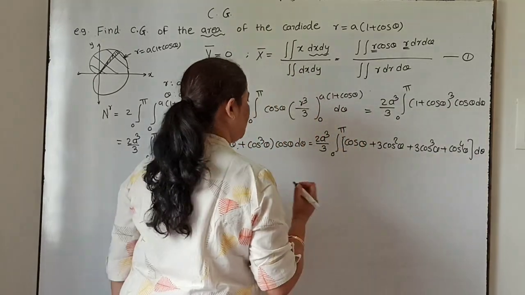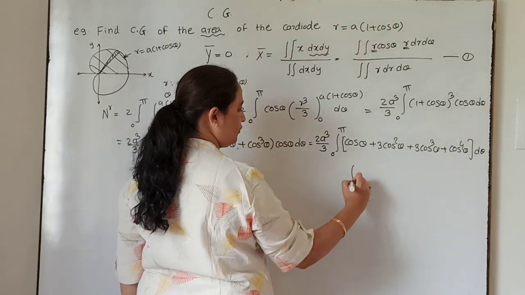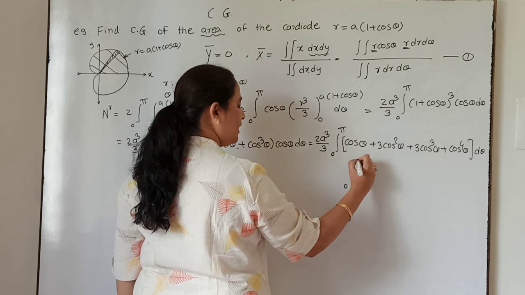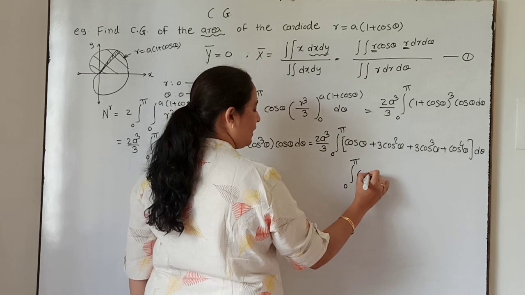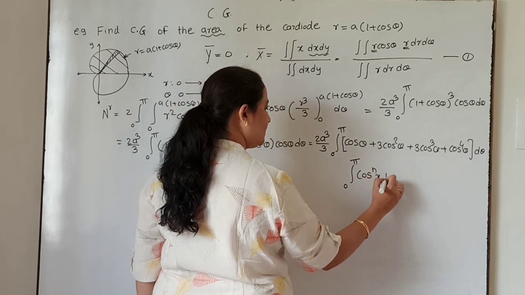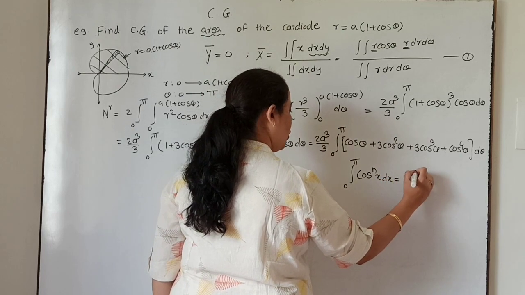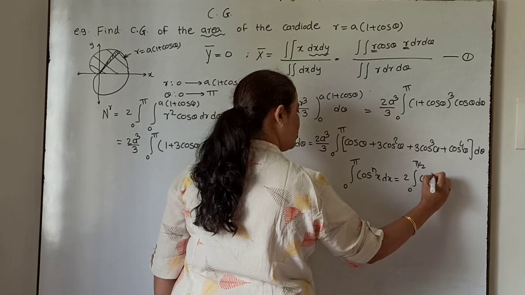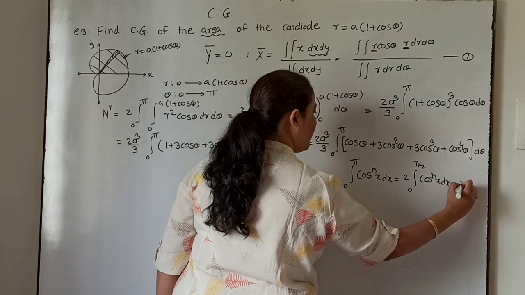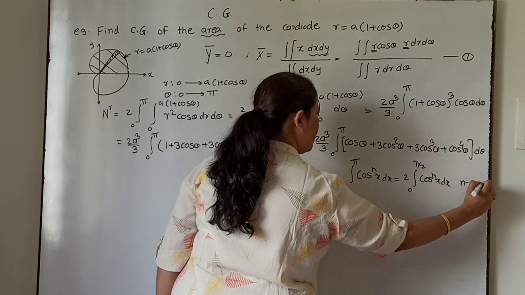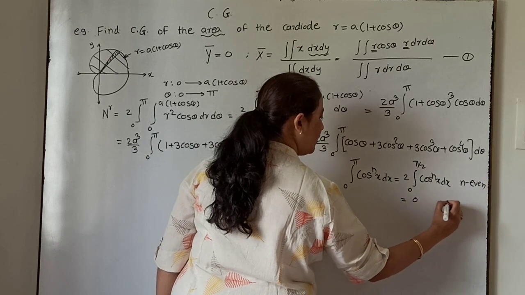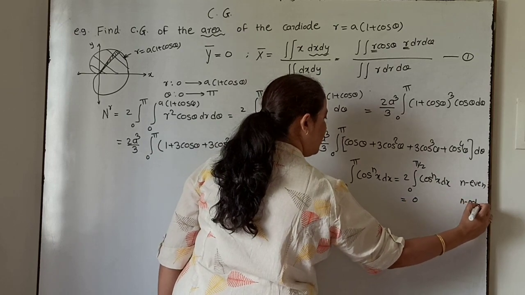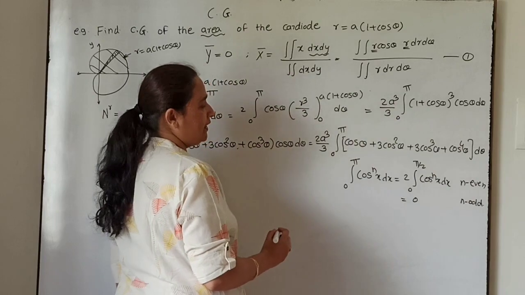And for this, if I use the additional result from the reduction formula, we know that integration from 0 to pi of cos raised to n x dx is equal to 2 times integration from 0 to pi by 2 of cos raised to n x dx when n is even, and it is equal to 0 if n is odd. We'll use this theorem while evaluating the integral.